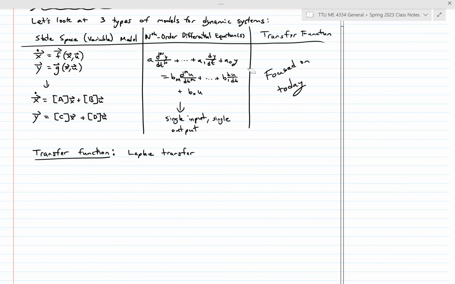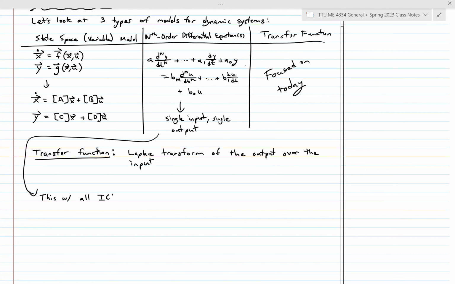Laplace transform of the output over the input. All right, that's what our transfer function is. And that's our standard way that we're going to be modeling systems in this class. So let's take this nth order differential equation that we had with one input and one output, and let's say this with all initial conditions equal to 0.